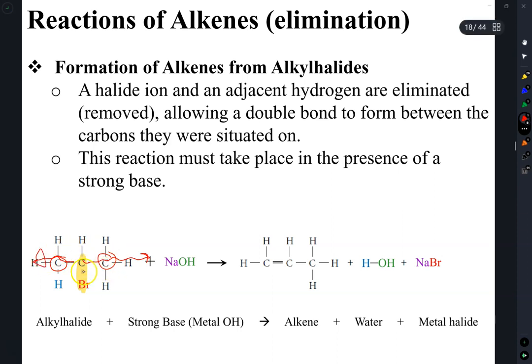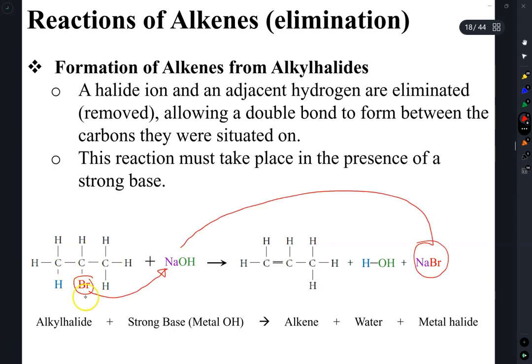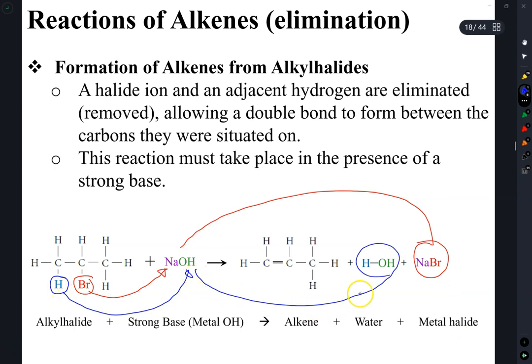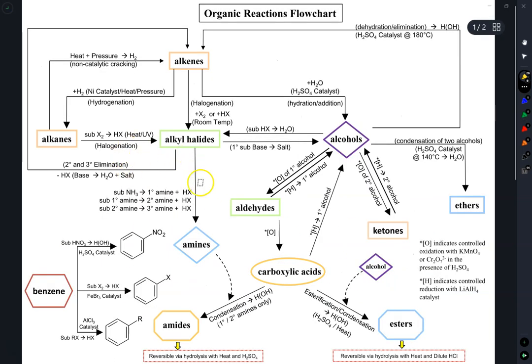And during this process, the H and Br get removed or eliminated, with the bromine latching onto the sodium, creating your sodium bromide metal halide in this case, and the hydrogen latching onto the hydroxide, forming water. Once eliminated, these bonds can collapse to form the double bond over here. So this reaction was summarized earlier in our flowchart, showing how alkylhalides can be converted into alkenes.